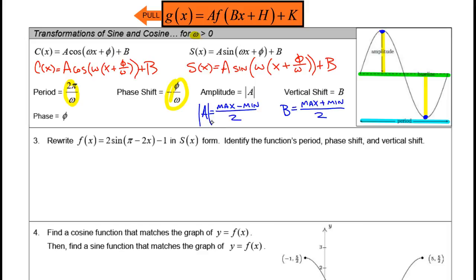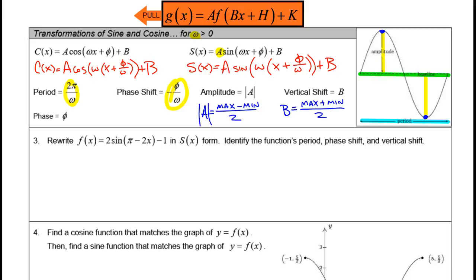We'll see a couple examples where A, if you look up here, doesn't show an absolute value symbol. A could be negative, which, if that value is negative, indicates that the graph is a reflection across the x-axis of the positive version of A. But amplitude is a distance, so we're always going to report it as a positive value.